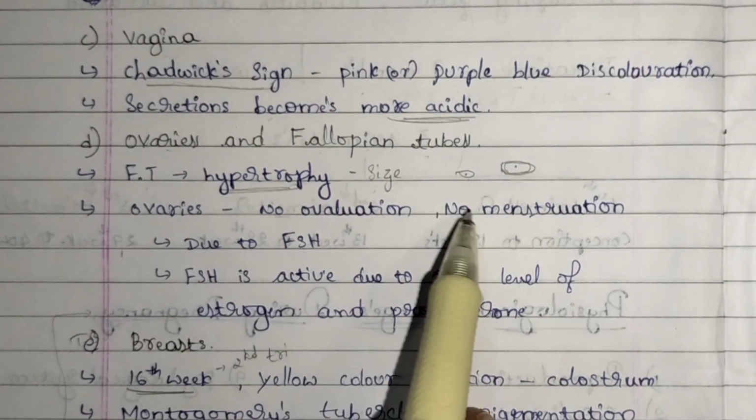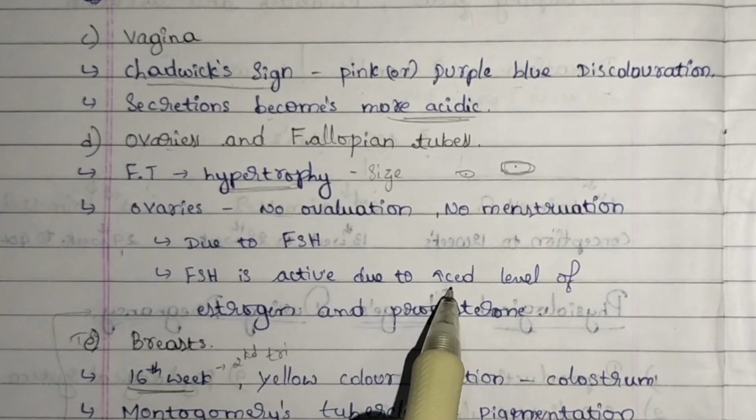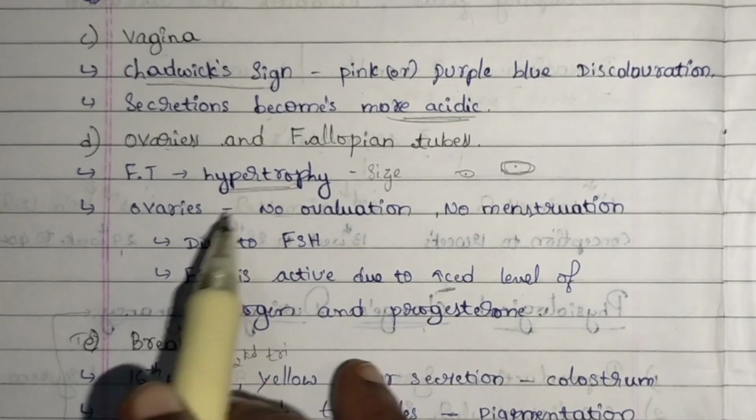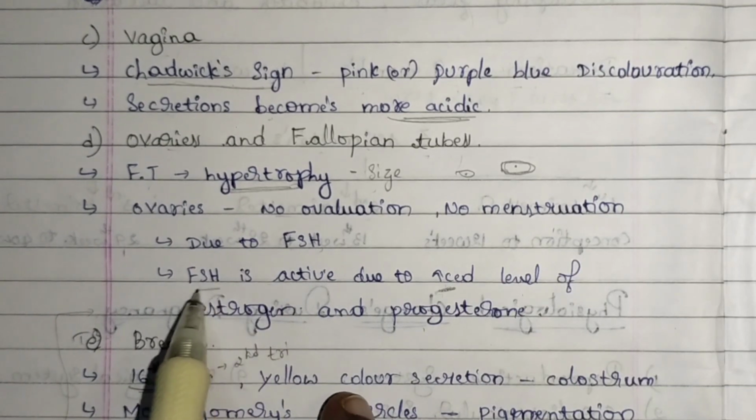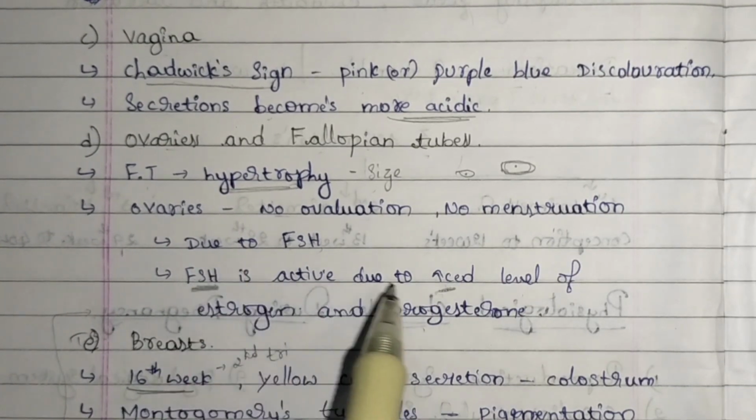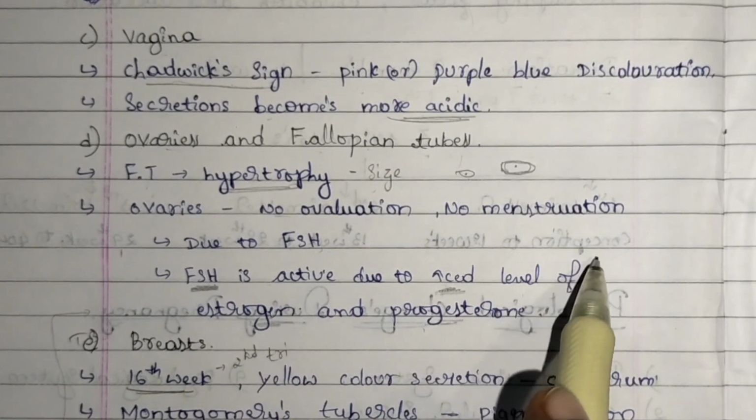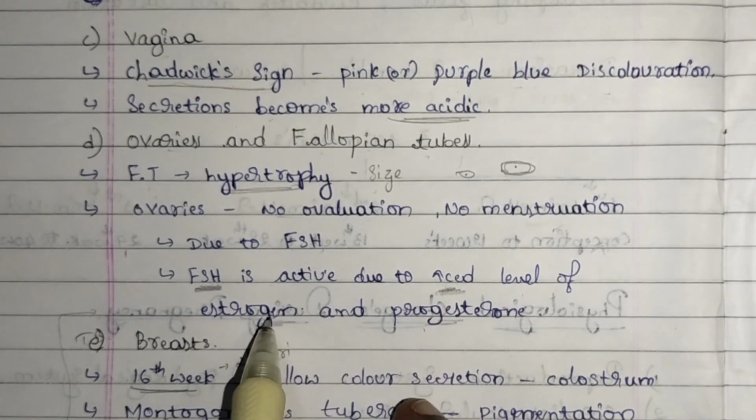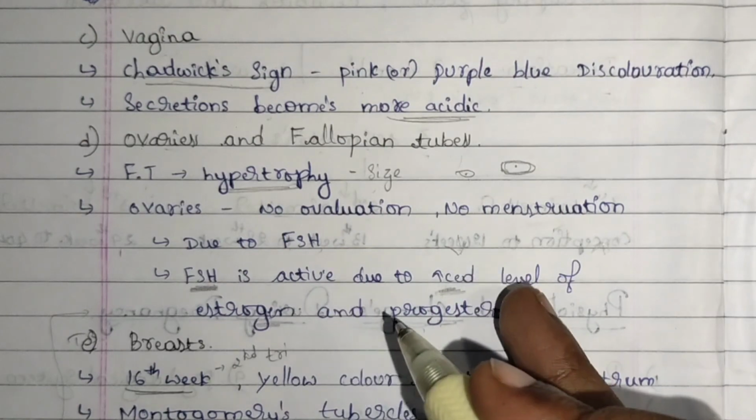There is no ovulation and no menstruation at the time of pregnancy. It is mainly because of the increased level of estrogen and progesterone. Due to this, the FSH hormone will be active. Because of this FSH hormone, there is an increase in estrogen and progesterone. If both hormones are at increased levels, menstruation doesn't occur. If suddenly the estrogen and progesterone levels fall down, then menstruation occurs.